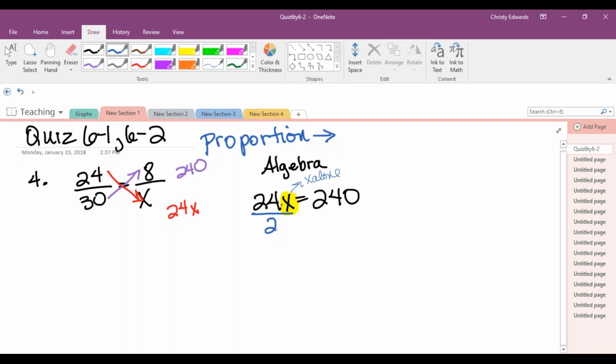Yes, divide by 24. And what do we need to do to keep Mr. Equal Sign happy with us? Be fair and divide the other side by 24. Good, Aiden. And yes, Nathan, that's the answer. Good, Jack. Cool. So these 24 over 24 cancels right down to 1x.